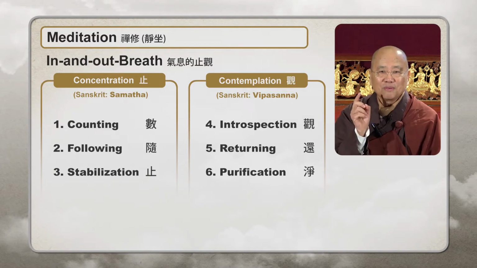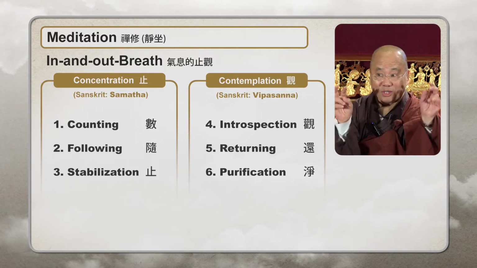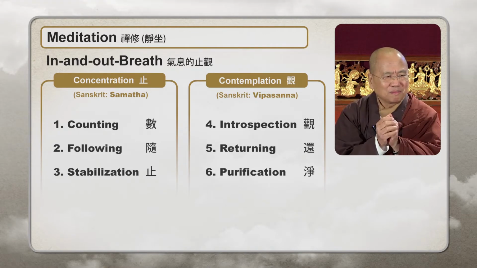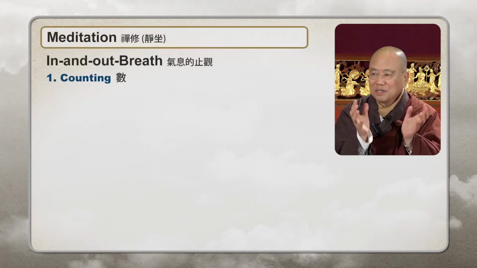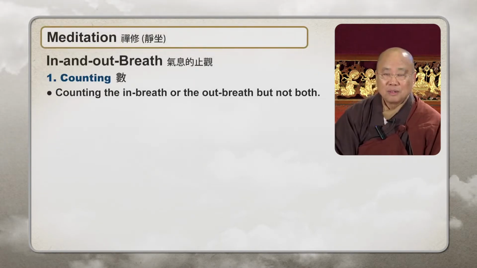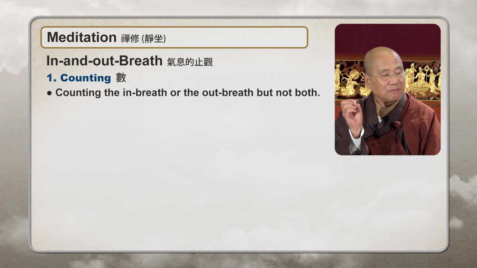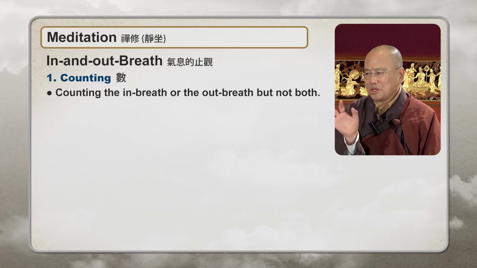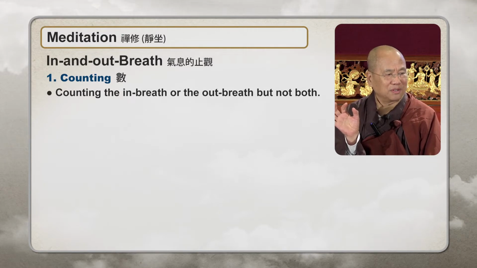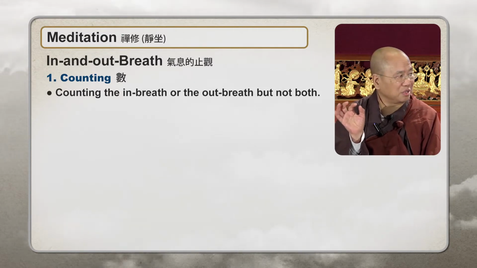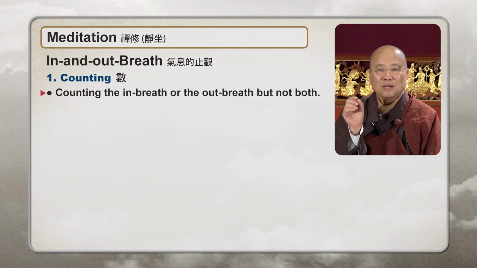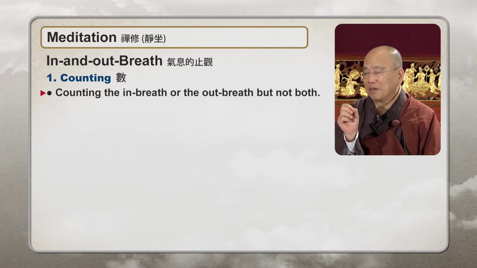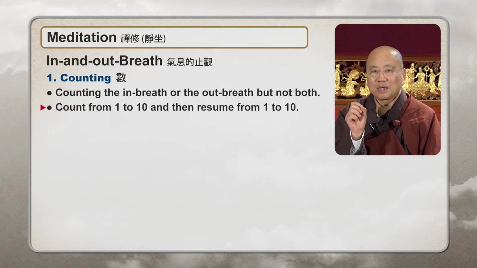Okay, let us venture into counting. I like to use the word venture because it's interesting. What is in counting? Now we're still using the breath. You should know why we want to use the breath as the object. There are a lot of reasons for it. In and out breath. Counting the in-breath or the out-breath, but not both. Count from 1 to 10, and then resume from 1 to 10 again.